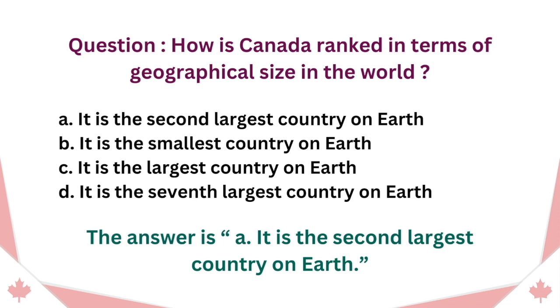Question. How is Canada ranked in terms of geographical size in the world? A, it is the second largest country on Earth. B, it is the smallest country on Earth. C, it is the largest country on Earth. D, it is the seventh largest country on Earth. The answer is A, it is the second largest country on Earth.